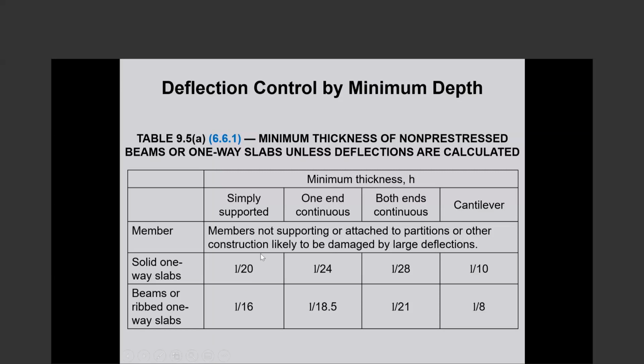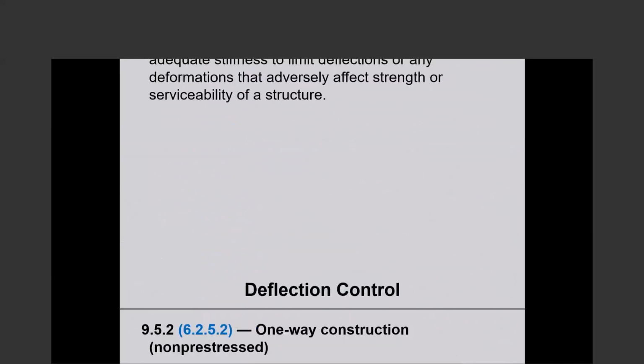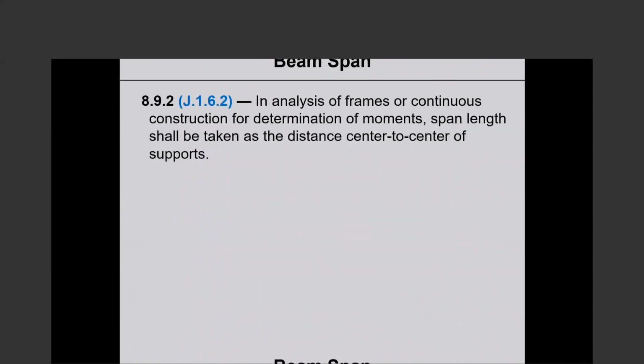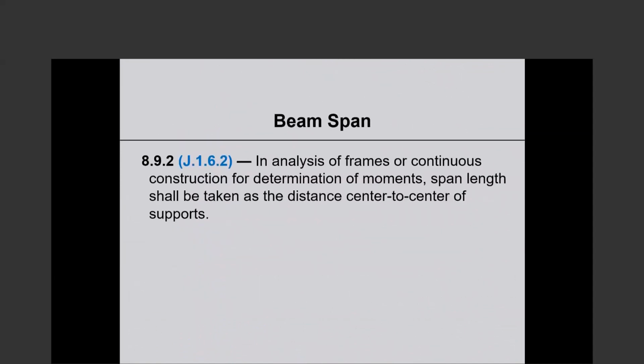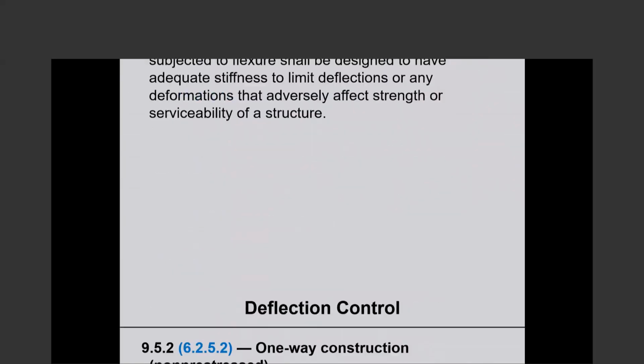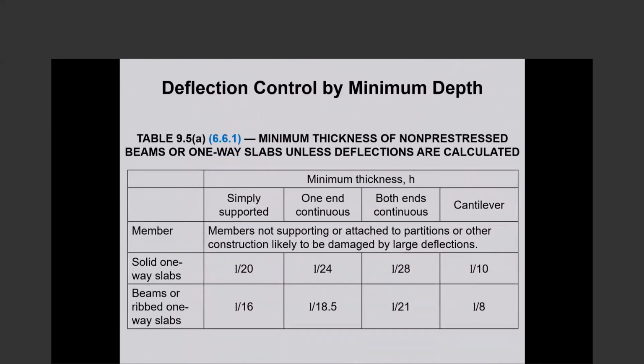Okay. L is the span length. In this case, it is center to center, as was said. I forget which slide. Remember, continuous construction or frame: in analysis of frames or continuous construction for determination of moment, span length shall be taken as the distance center to center of supports. So that is the L that you see in ACI tables. So the primary way of deflection control is provide minimum thickness.